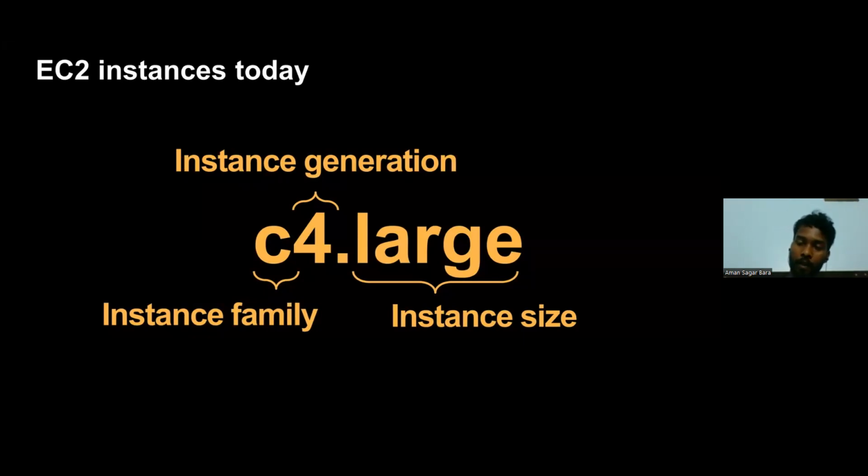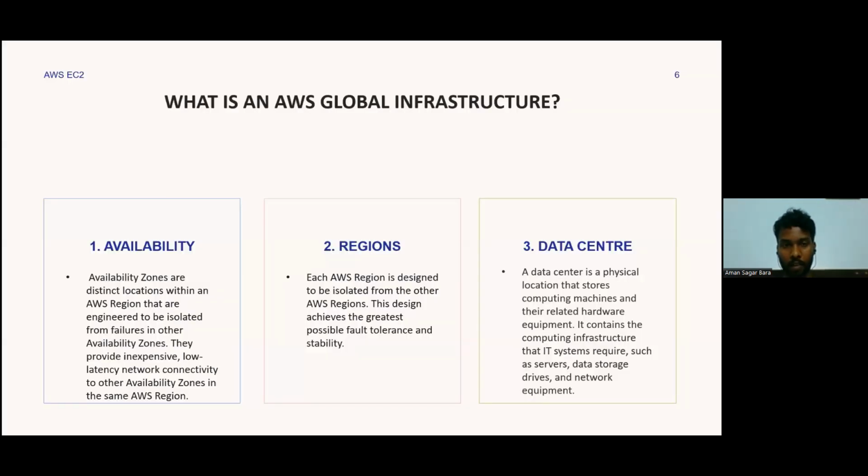For example, in our laptop we are using i3. Then i3 is a family, and 11th generation, 10th generation. This is the latest generation. And what is the AWS global infrastructure? There are three: availability zones, regions, and data centers.